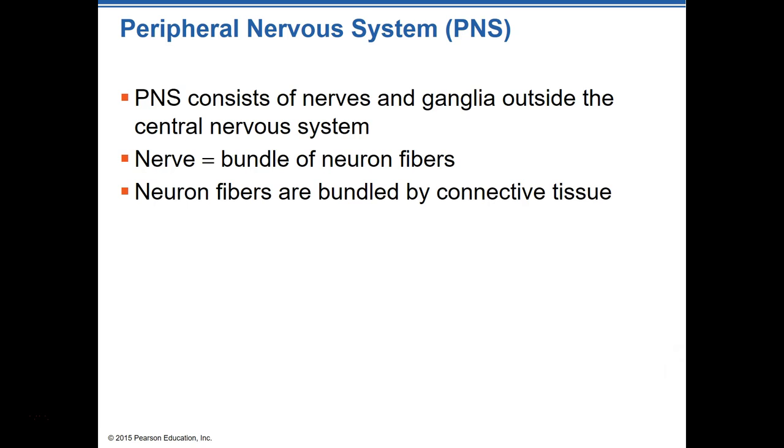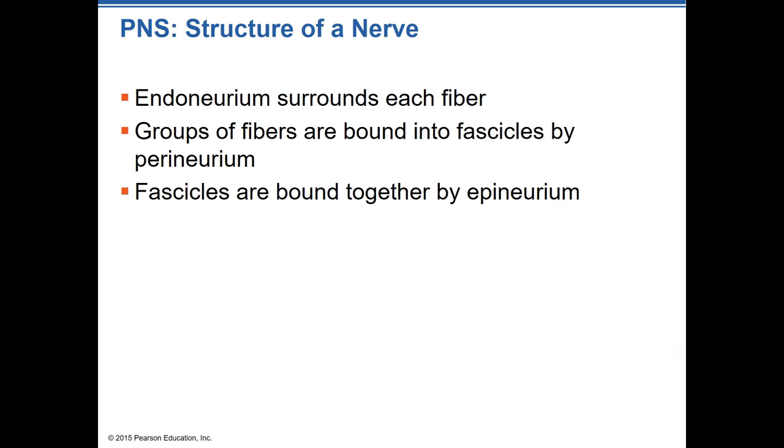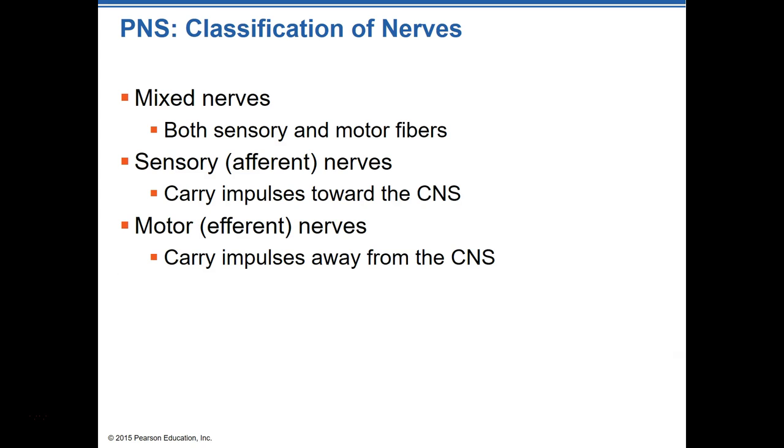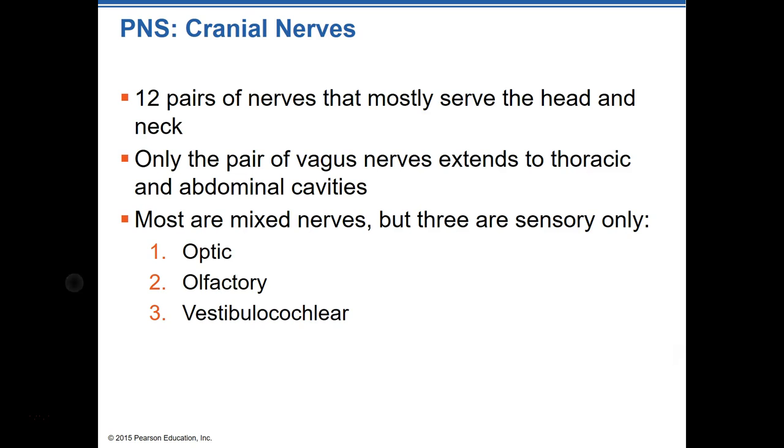Peripheral nervous system, like we've talked about, it's the nerves and ganglia on the outside of the central nervous system. We'll look at that a little bit closer. The structure of peripheral nerves. Don't worry about that. The peripheral nervous system is considered to have mixed nerves. We have sensory and motor nerves both there. It's a mixed bag of nerves in the peripheral nervous system.